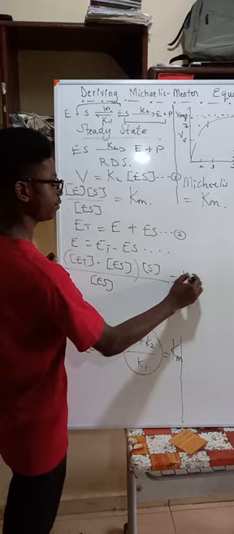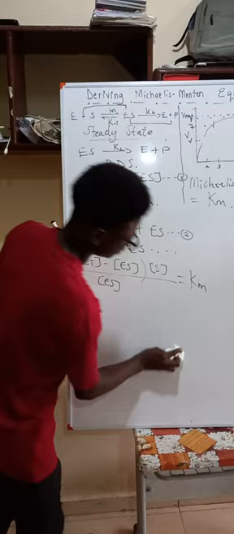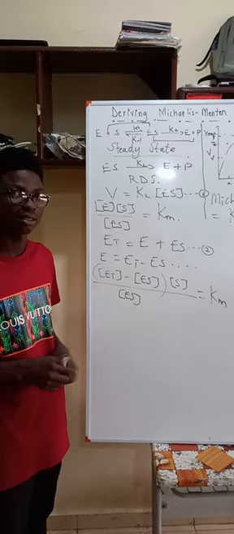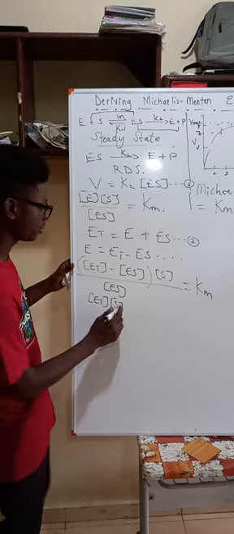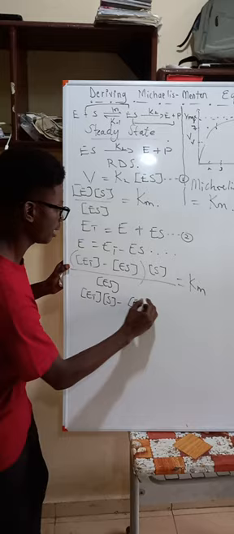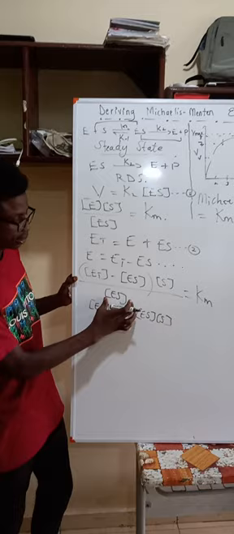At this point, I can clean this. So from here, let's open the brackets; this is maths, it's not chemistry. This multiplying this, we have ET times the substrate, then this multiplying this, minus ES substrate. Now this is the denominator, so it cancels this.